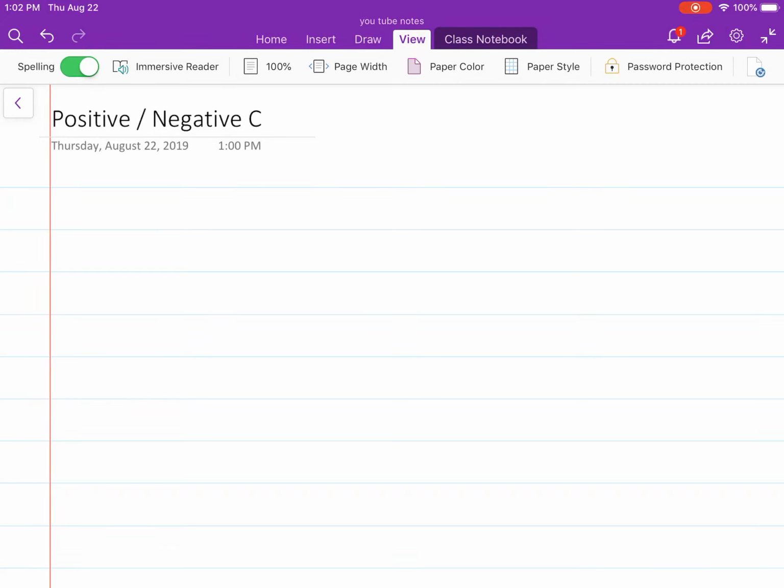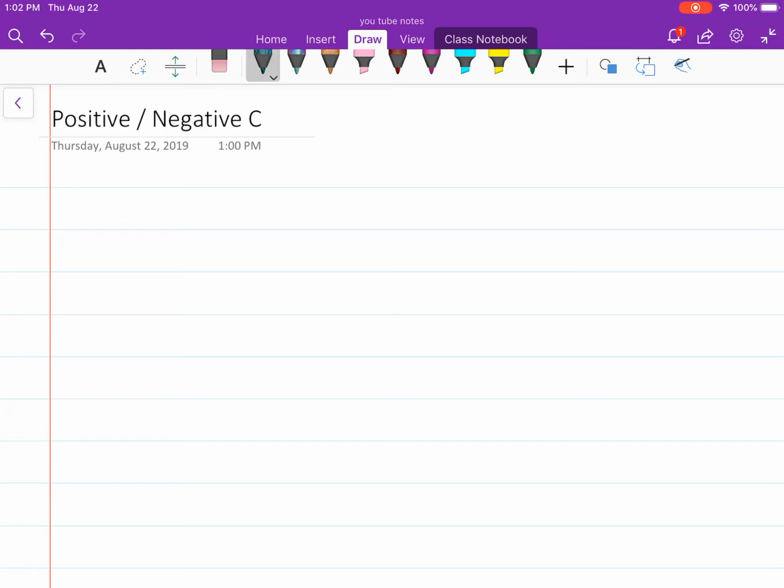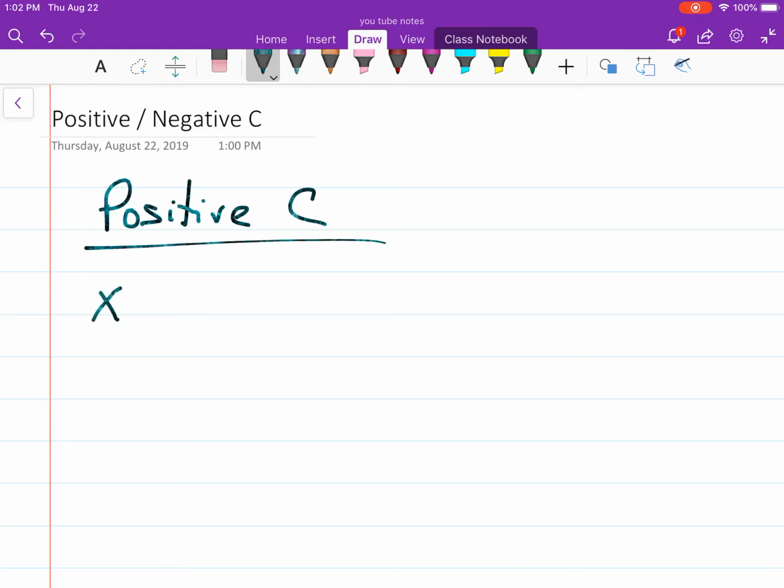Okay, we are going to do the positive and negative C factoring pattern. These will be very simple ones where your coefficient is 1. So I will give you an example of positive C first. Okay, so for a positive C, this is your template.